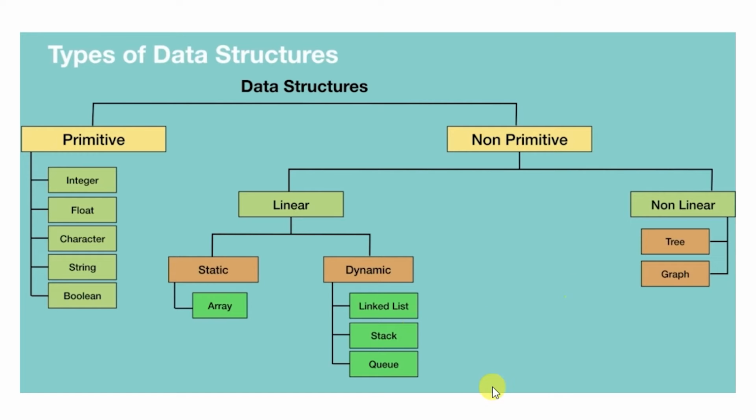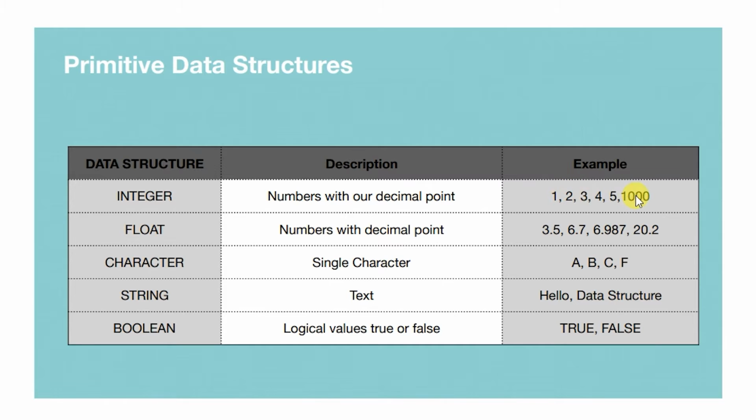In computer science, or in any language, normally we are discussing Python, but it's a basic format for any language. In any language, the data structures are normally classified into two types. The first one is primitive and the second one is non-primitive. So let's discuss the primitive.